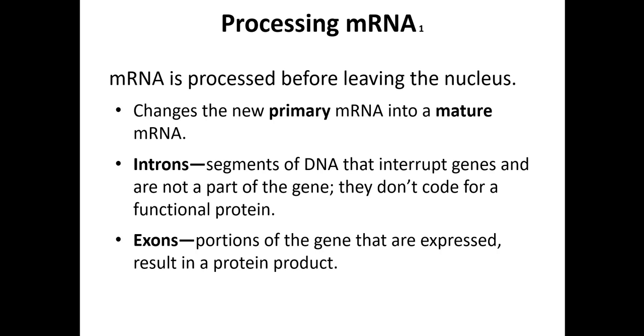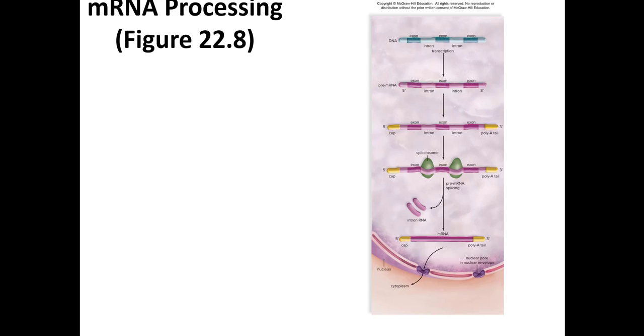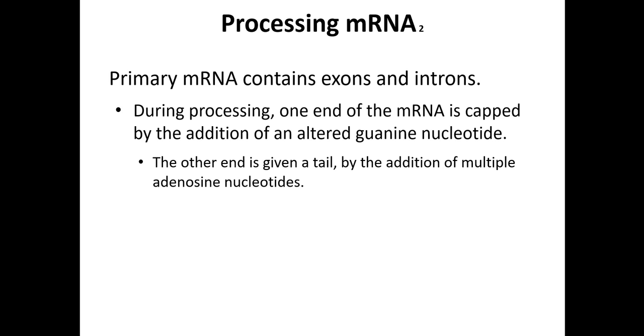Processing mRNA. DNA contains exons and introns, and before mRNA leaves the nucleus, the introns are excised so that only the exons are expressed. Here's a picture showing you going from the raw DNA to pre-mRNA and then to the final mRNA form. The primary mRNA contains exons and introns, and during processing, one end of the mRNA is capped by the addition of an altered guanine nucleotide. The other end is given a tail by the addition of multiple adenosine nucleotides.